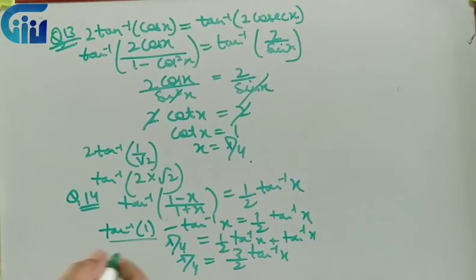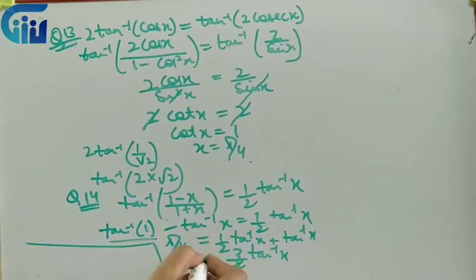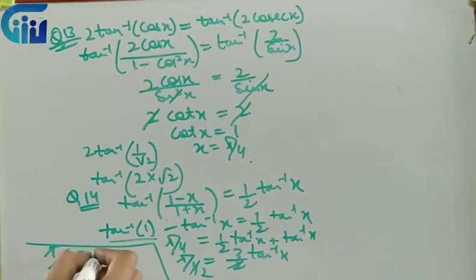Then further, if I solve this up, what will happen? This 2 will go to this side, I can cancel it over there, and this is this. So pi by 6 is equal to tan inverse x. Now if I take tan of both the sides, what will happen? This will be tan pi by 6 is equal to x. So what is the value of tan pi by 6? Yes, you are right. It is 1 by root 3.